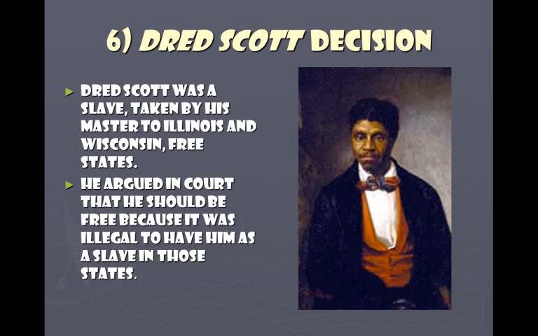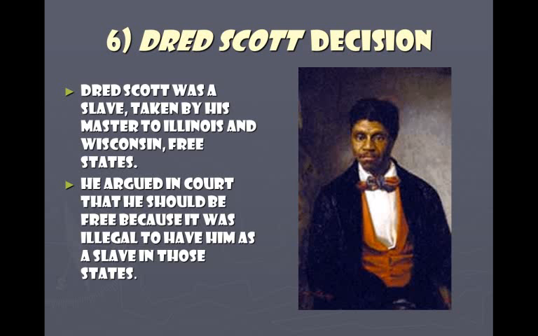The sixth cause of the Civil War is a very famous Supreme Court case about a man named Dred Scott. This is a painting of Dred Scott here on the right. Dred Scott was a slave. He was a well-educated slave. He served as his master's secretary, and he kept business records and things for his master. And he frequently went on trips with his master into free states like Illinois and Wisconsin.